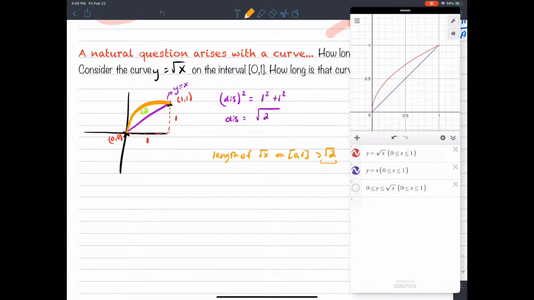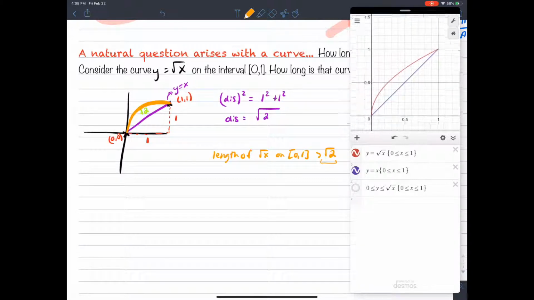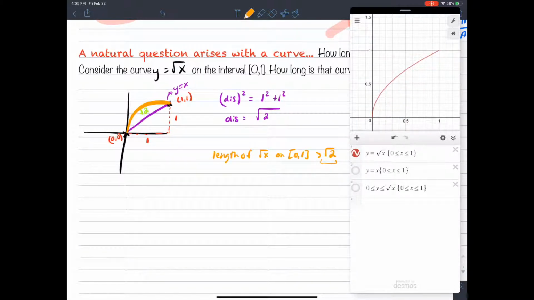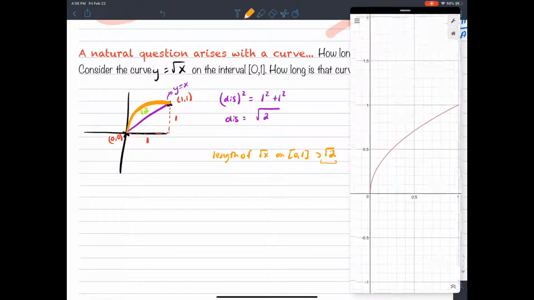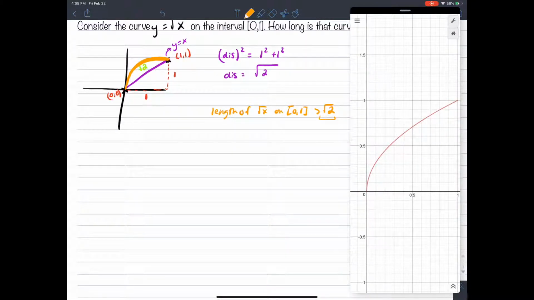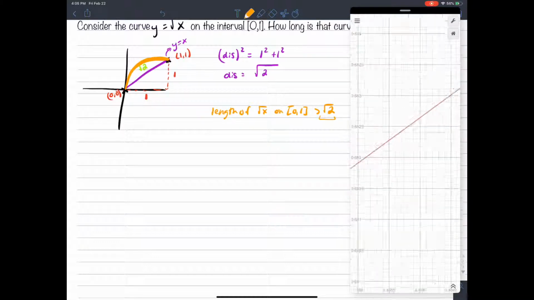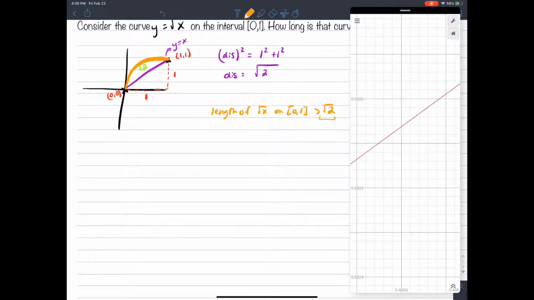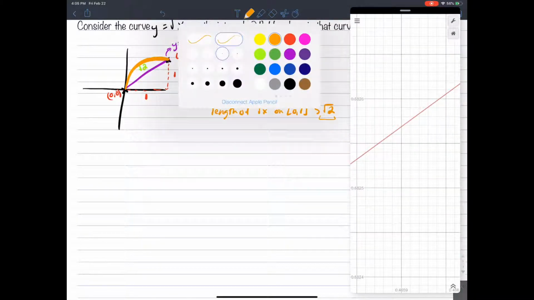But what we can do is realize that there's a lot of straight lines that we could add up together to make a curve. So on my graph over here, I'm just going to remove y equals x, and I'm going to look at y equals the square root of x, but I'm just going to zoom in at some arbitrary point, just some random part of that curve. Now when I zoom in, that just looks like a straight line. So let's draw that for a second.